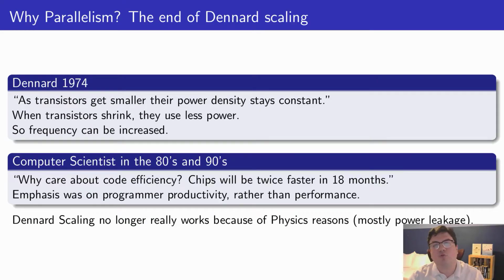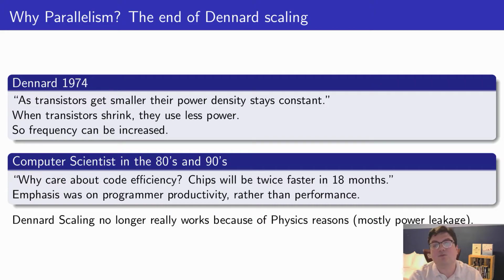There are multiple reasons why parallel computing has become the norm in computing systems. One of them is Dennard scaling. In 1974, Dennard remarked that as transistors get smaller, their power density stays constant. In other words, as transistors shrink, they use less power. The gain in power consumption from transistors shrinking can then be used to increase the frequency at which CPUs operate.